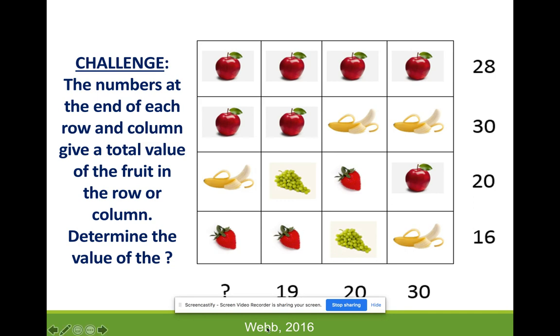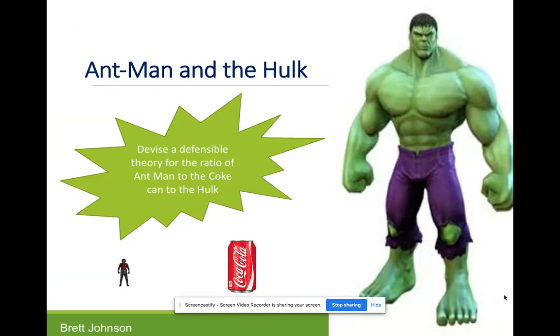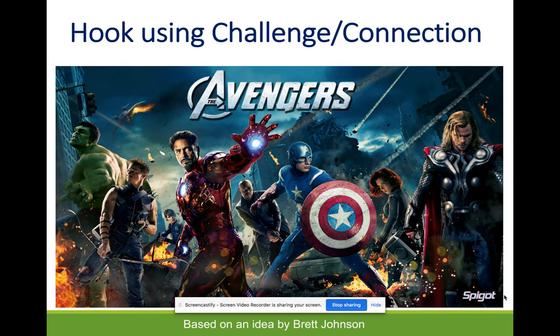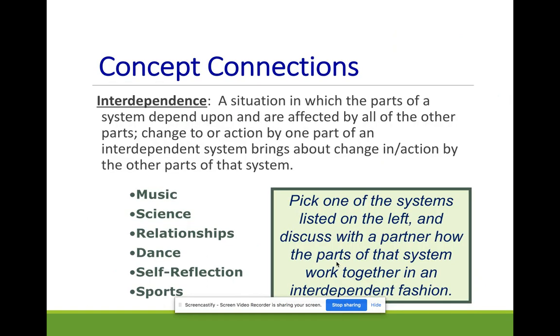This is actually Webb's DOK, not Angela Webb, but I'm sure she comes up with things that are just as exciting. Brett Johnson, I feel like he keeps appearing in here, came up with this example of a hook. He wanted it to be more of a connection and a challenge. He said, okay, we've got the Incredible Hulk, Ant-Man, and the Coke can here. Devise a defensible theory for the ratio of the Ant-Man to the Coke can to the Hulk and be able to defend it. So they were starting to talk about ratio before they really knew the details of it. They were experimenting with the concept before they got there.